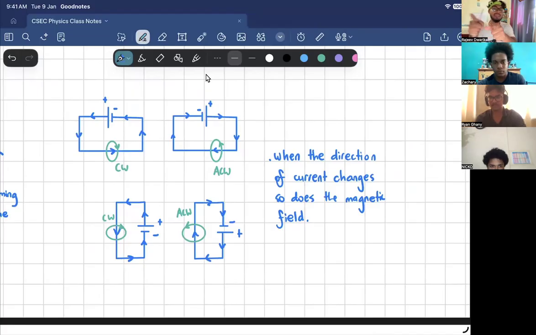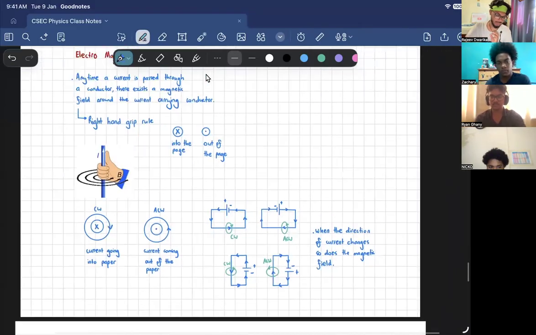But Ryan, if I had an AC power source, what would happen to the direction of current? It would change periodically. And because of that changing periodically, what would also change periodically? The direction of the magnetic field. Yeah. So do we all understand this core concept?